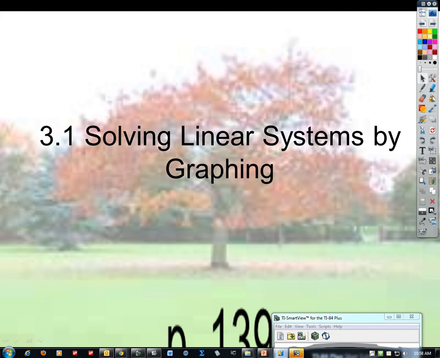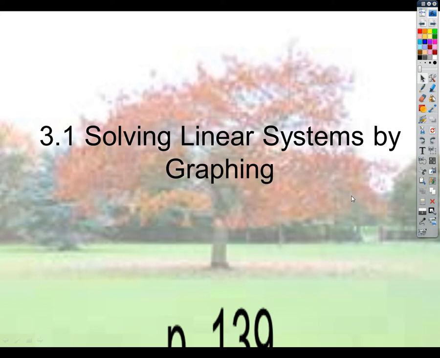So this will be a good shortcut for us. The easiest way to do these, honestly, even the really small ones, is just graphically. Graph them on a calculator and find the solutions that way. And that's what we're going to look at today.